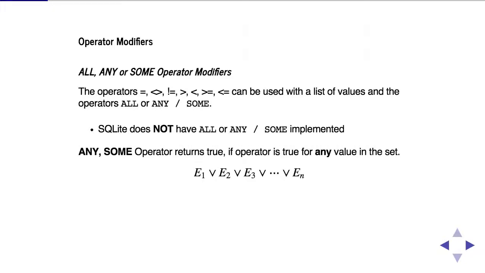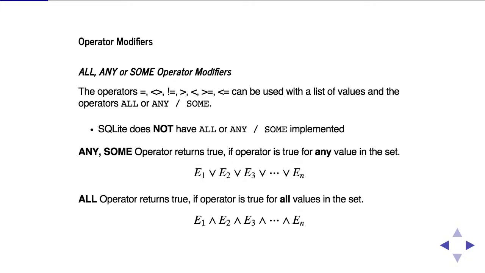So for instance, any or some returns true if any operator in that list is true for any event. So if a column is true for item 1, then it exists, then it returns true. If it's true for item 5 but not true for item 4, it still returns it. All does the exact opposite: it only returns it if the expression is true for every item in that list, in that tuple.